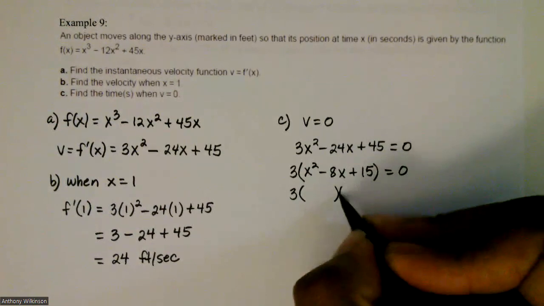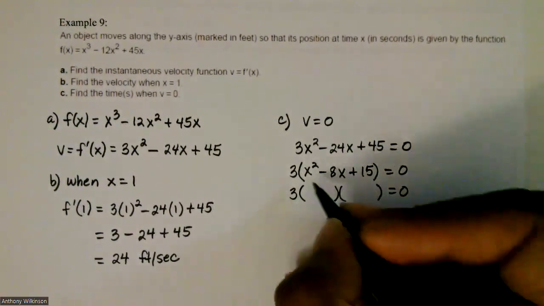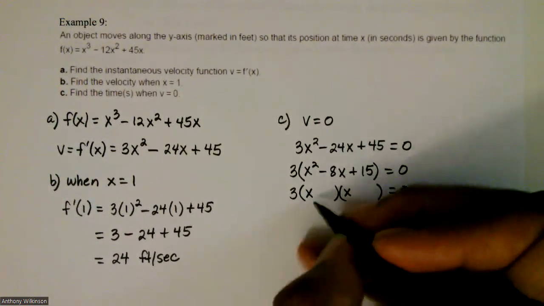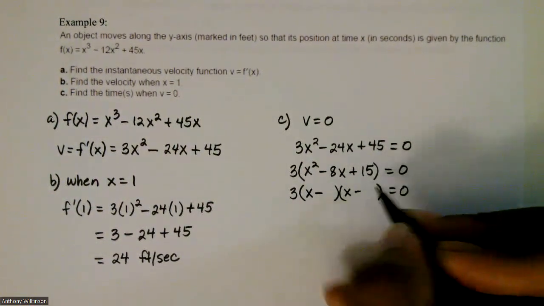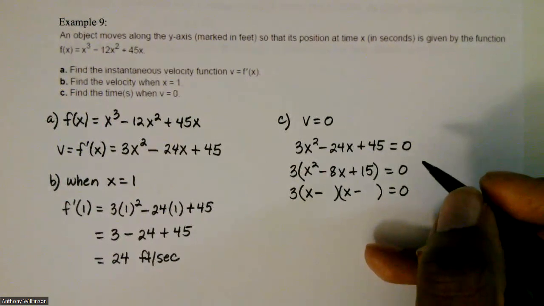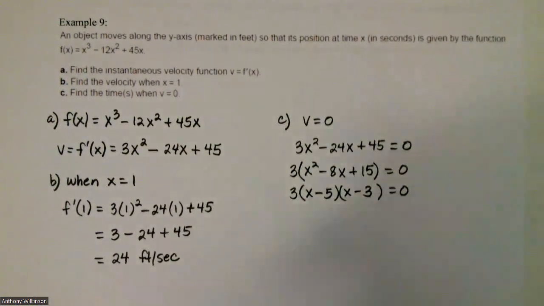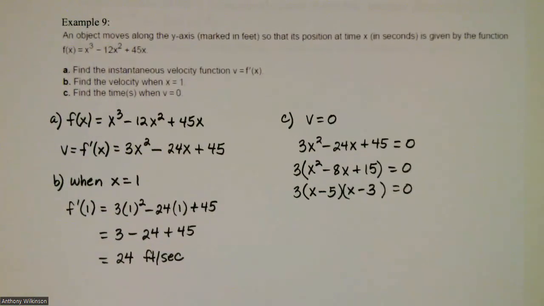Bring down the 3. x breaks up as x times x. The middle term is a minus and the last term is a plus, so they both have to be minus. Factors of 15 that will give me 8x as a middle term will have to be 5 and 3, because negative 5x minus 3x will give me negative 8x. So I had 3 times x minus 5 times x minus 3 is equal to 0.